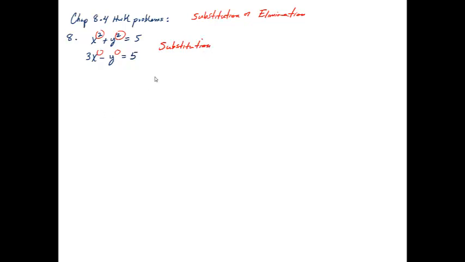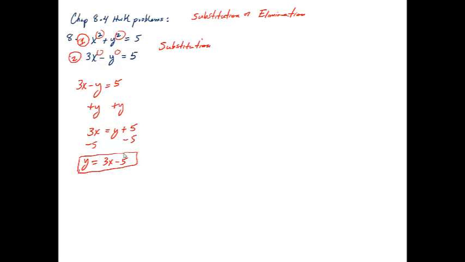Substitution says solve one of these equations for a variable. So I'm going to solve the second equation for y. So I have 3x minus y equals 5. Add y to both sides. So now I have 3x equals y plus 5. Subtract 5 on both sides. And I have y equals 3x minus 5.